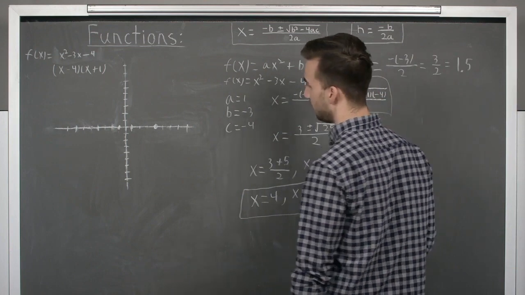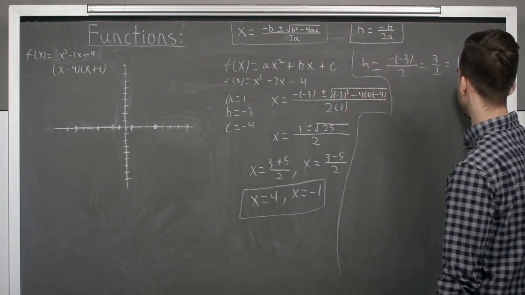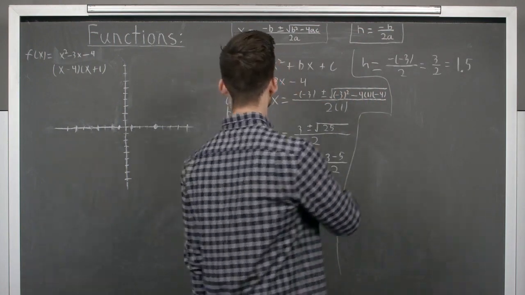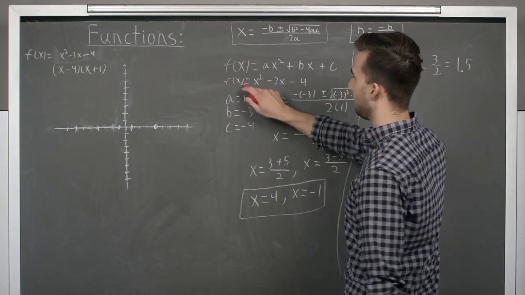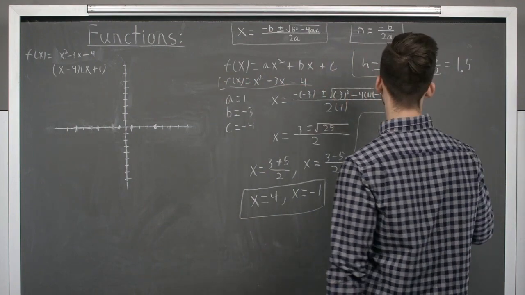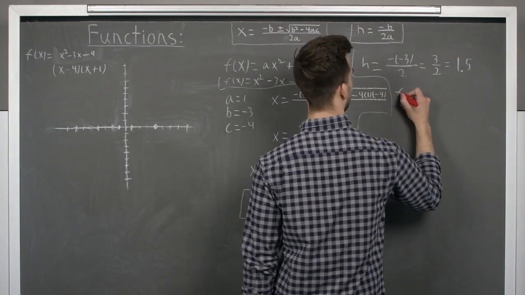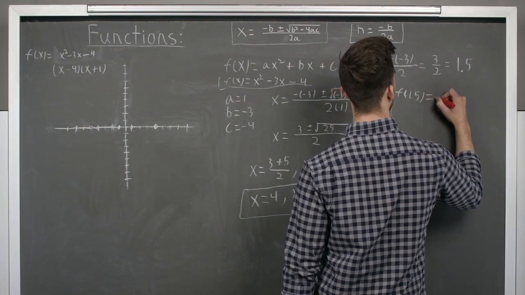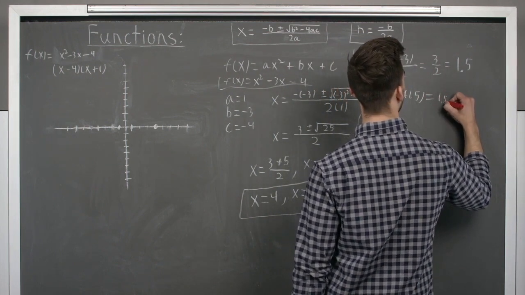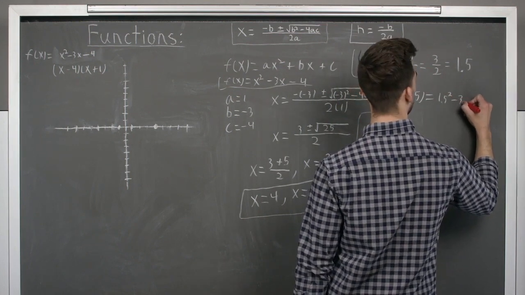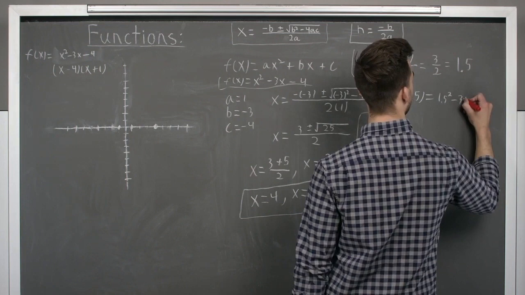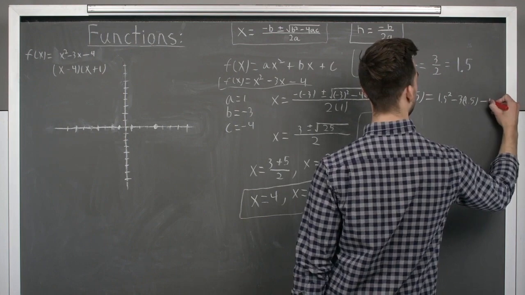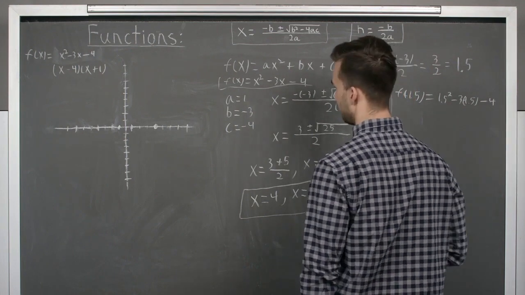So we need to find the y-coordinate of this point. We have the x-coordinate, but how we find the y-coordinate is we just plug this 1.5 in as the x value of our function. So if we want to plug 1.5 into our function here that was given to us, we can just say f of x, or f of 1.5, right? We're just going to substitute it in, is equal to 1.5 squared minus 3 times 1.5 and then minus 4. And this, if we simplify it, will give us our y-coordinate.